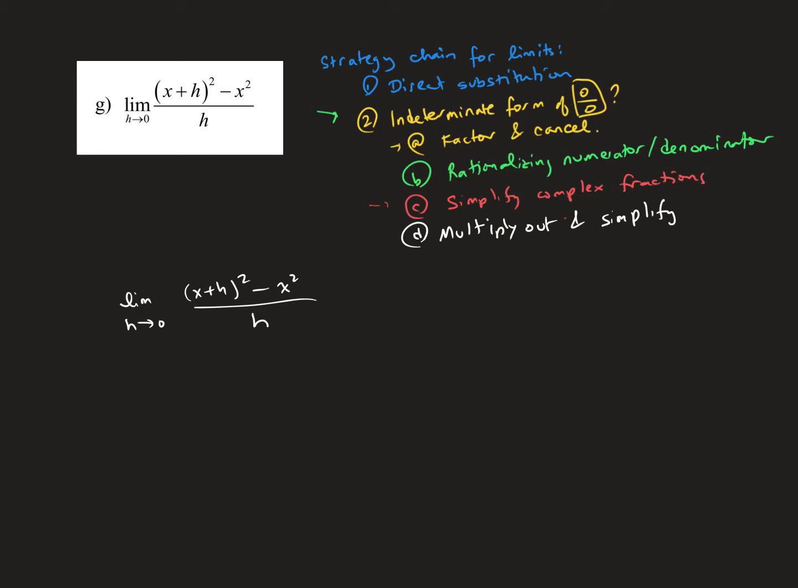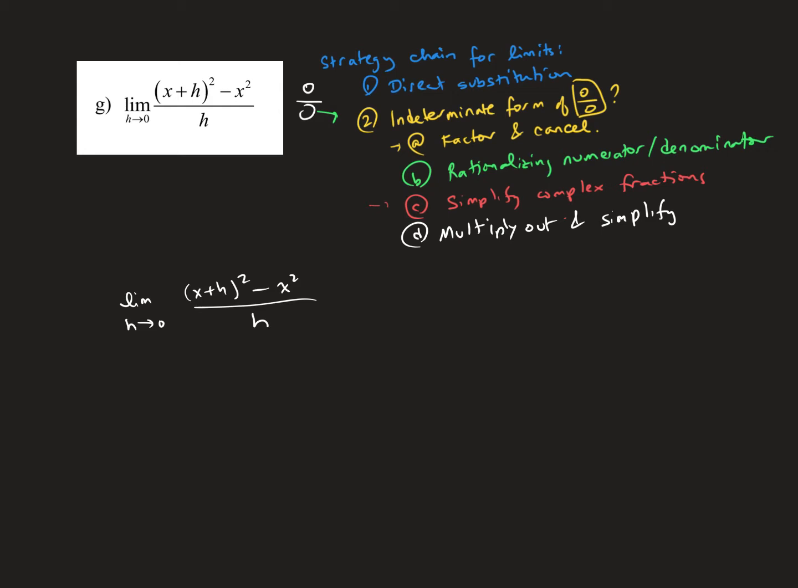So I'd have x plus 0 quantity squared, which is x squared, minus x squared, which is 0. And then h gets plugged in for 0, 0. Again, indeterminate form, so we need to do something with it. Now, factoring and canceling could work in this problem, but a lot of people wouldn't look at the thing on top and see it as something that's factorable.